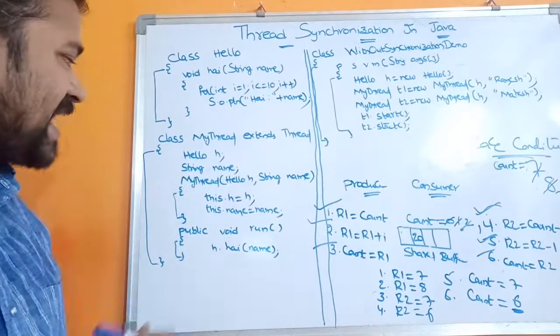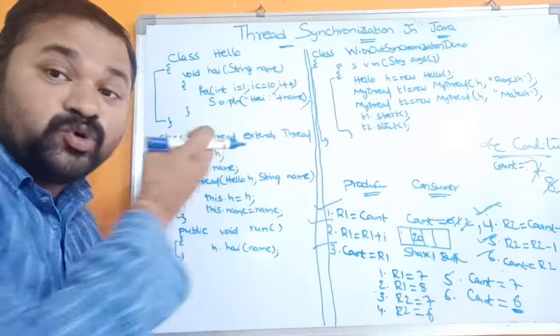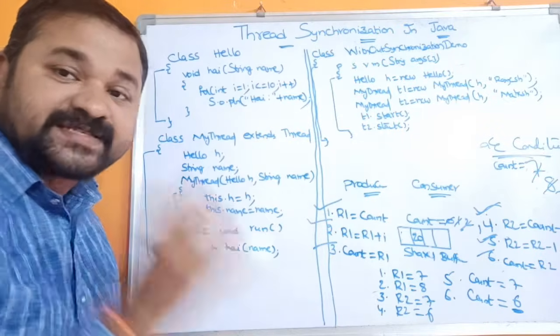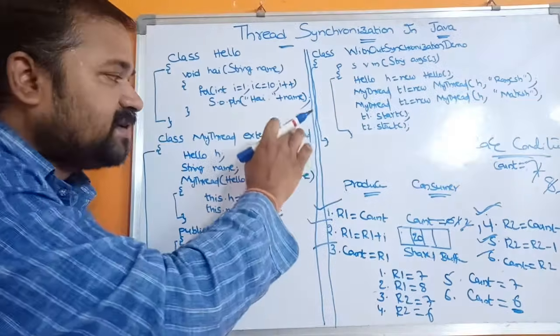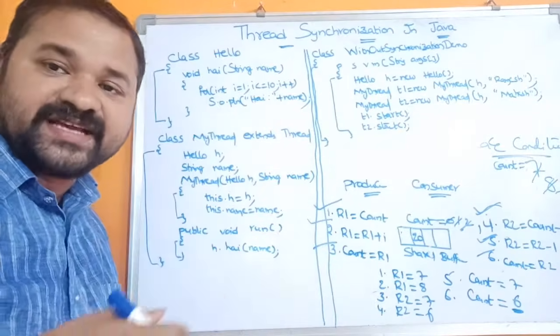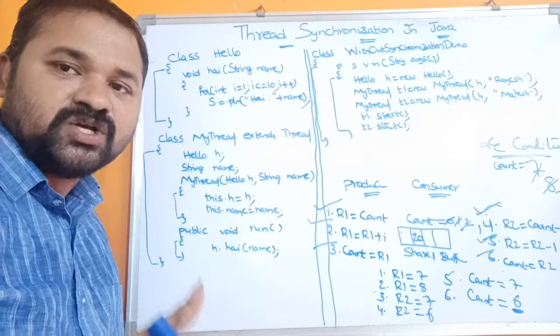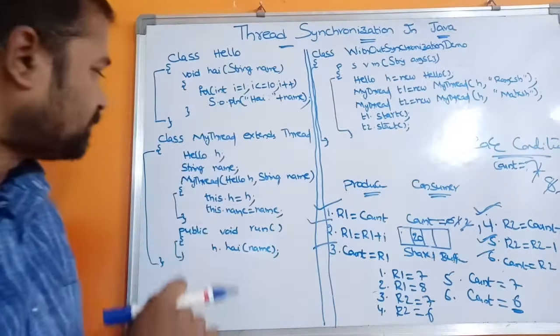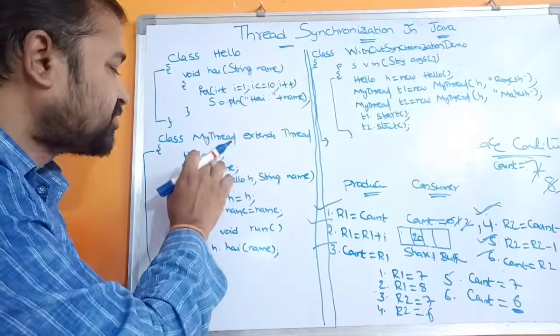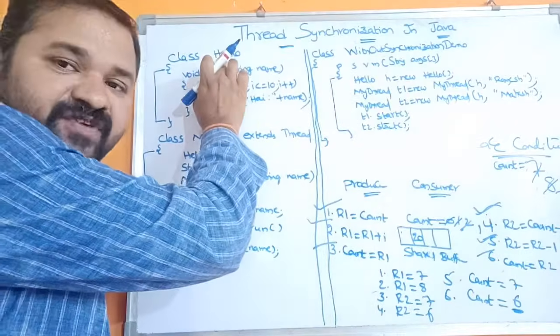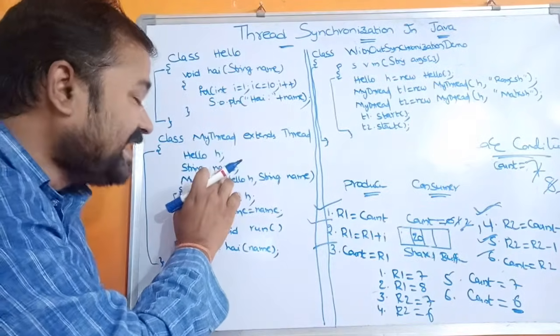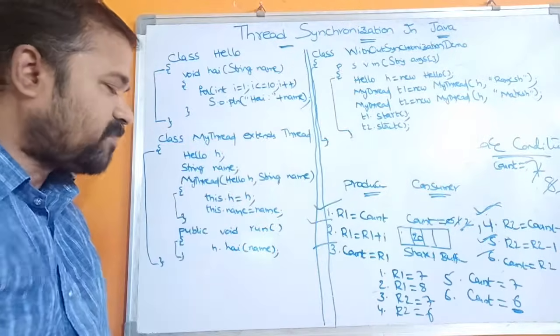Now let's see the second class. We know that any user defined thread class must extend the Thread class. Thread class is available in the lang package. Lang is the default package, so there is no need to import it. So Hello h, a reference variable, is created for the Hello class. Next, String name. This is nothing but a normal string.